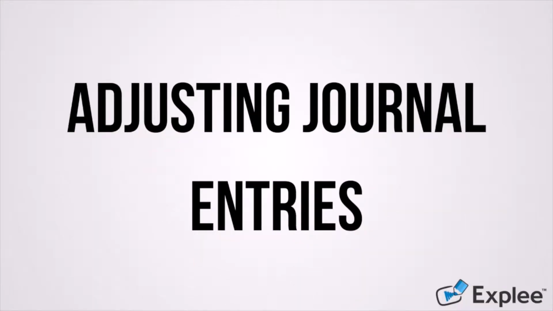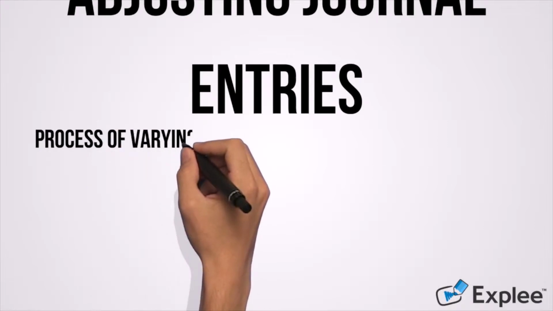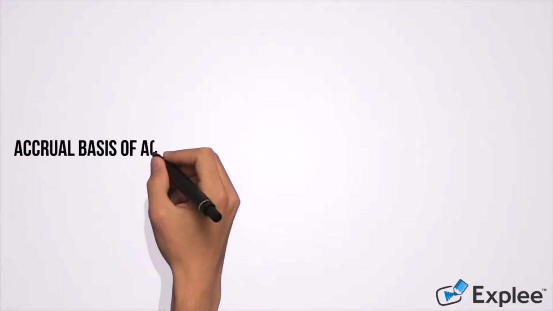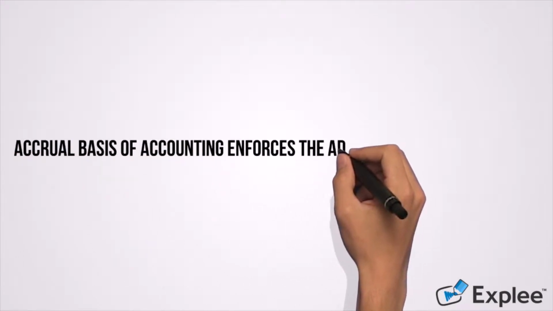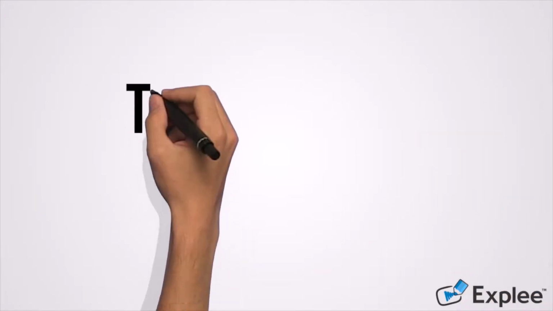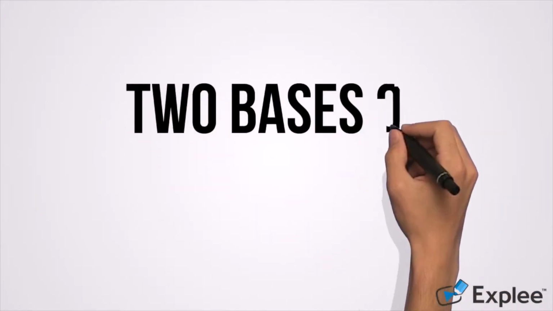What is an adjusting entry? An adjusting entry is the process of varying journal entries that were originally recorded. Whilst the recording transaction process begins with journal entries, the requirement of accrual basis accounting leads to the adjusting of journal entries.